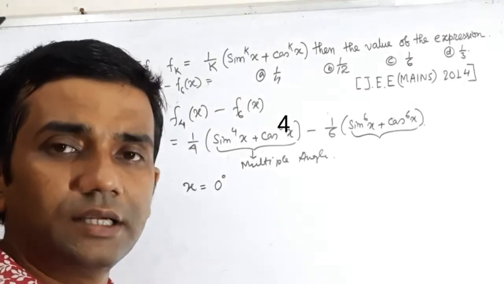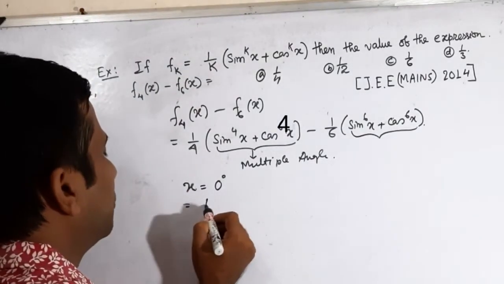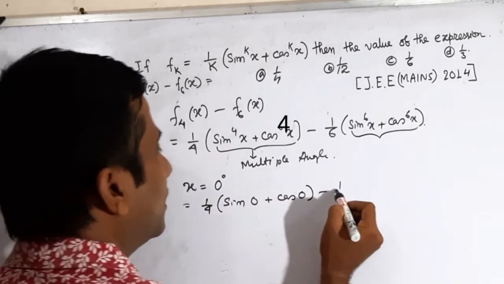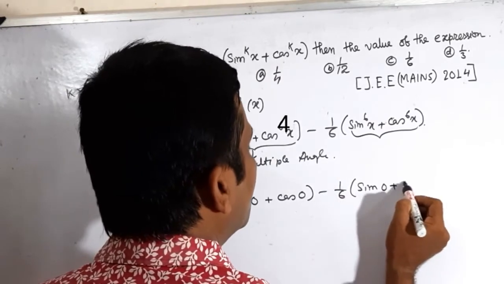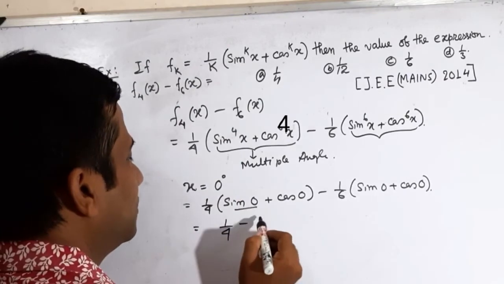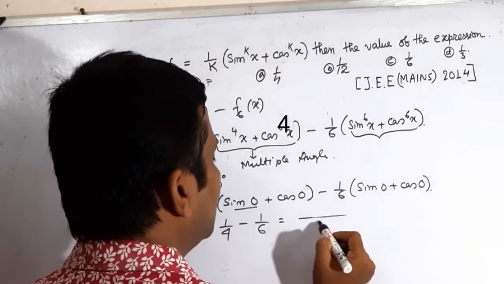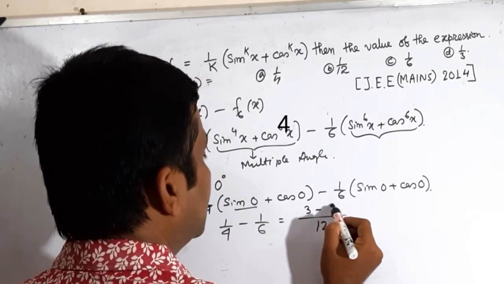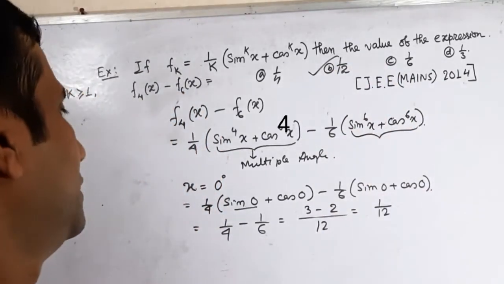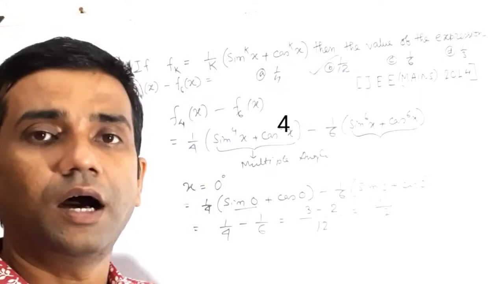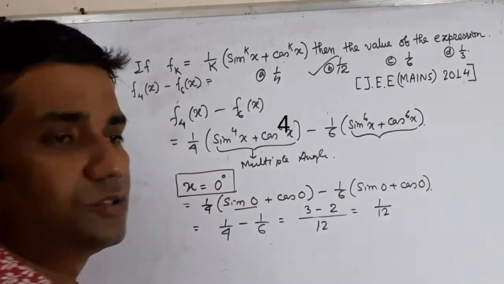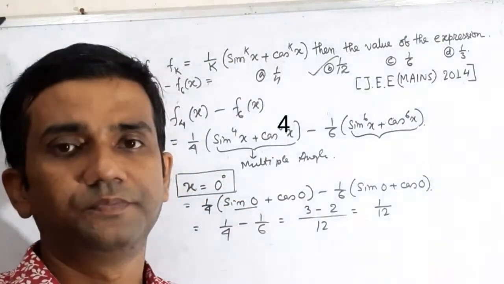Now putting x equal to 0 degrees, we get 1 by 4 (sin 0 plus cos 0) minus 1 by 6 (sin 0 plus cos 0). Sin 0 means 0, cos 0 means 1. That means 1 by 4 minus 1 by 6, which is 3 minus 2 over 12, equal to 1 by 12. So your required answer is 12. So I just have to put a simple value, x equal to 0 degrees, and you get the required answer.